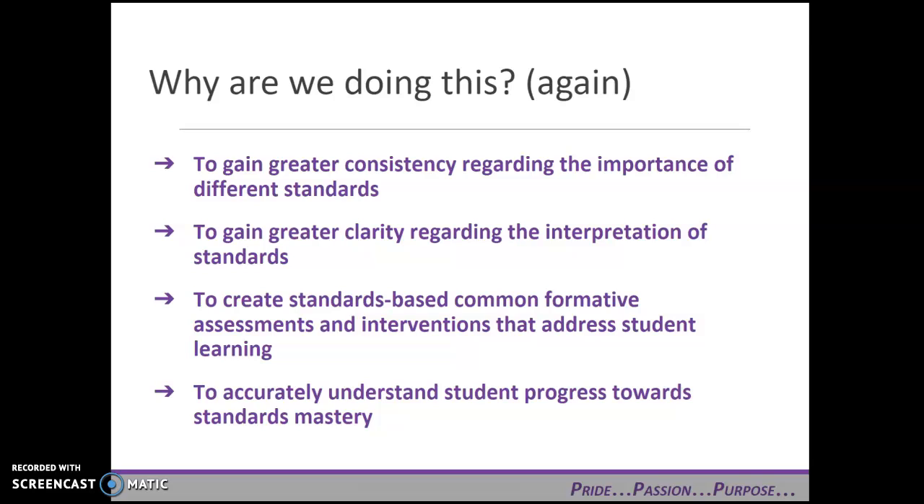We're not asking that all formative assessments be common. We're saying maybe 2 in your unit of study. You would get together, you're going to work on that data that you have, and you're going to do interventions based on that data from the common formative assessments. And lastly, why are we doing this? To accurately understand student progress towards standards mastery.